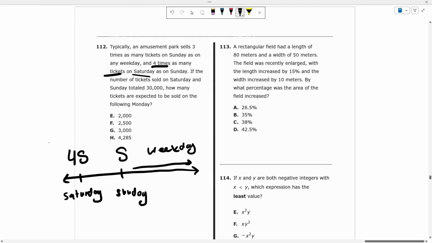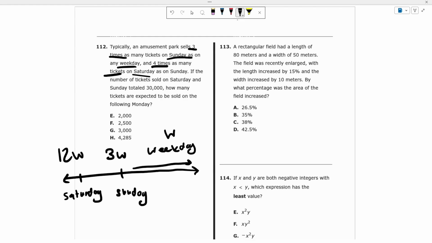So we also know that the amusement park sells 3 times as many tickets on Sunday as any weekday. So if we sell W tickets every single weekday, we know that in order to express this in terms of Sunday, Sunday sells 3 times that, or 3W. And if we know that Saturday is equal to Sunday times 4, Saturday actually makes 12 times more ticket sales than on any other weekday.